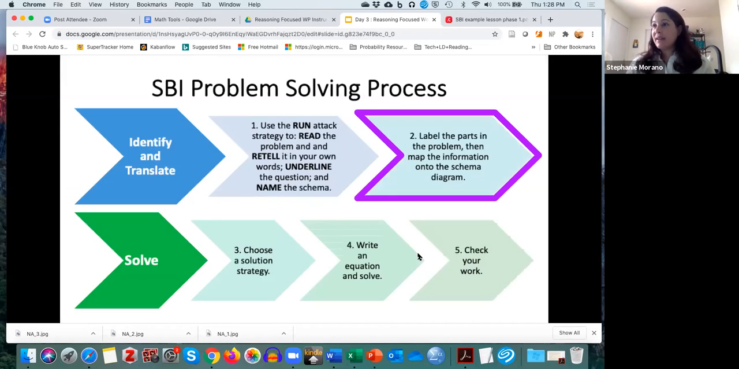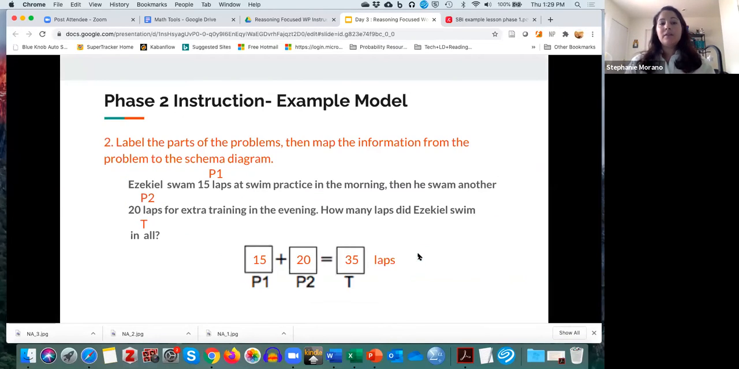All right, then our second step, after we use the RUN ATTACK strategy, is to label the parts in the problem and map that information onto the schema diagram. So we're looking at the same problem here. Now we're just going to talk through again, what are the parts? What is the total here? This is a combine problem or total problem. So I know I have two parts that we put together for the total.